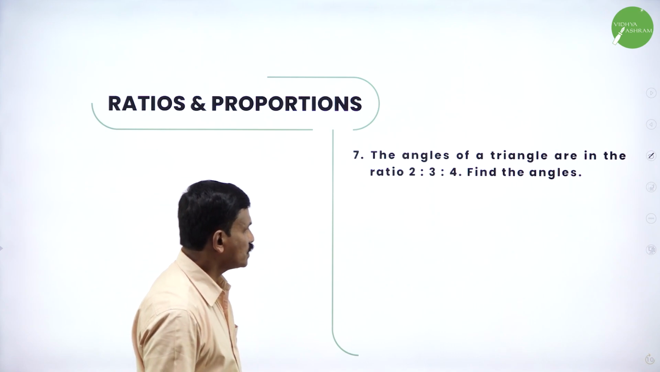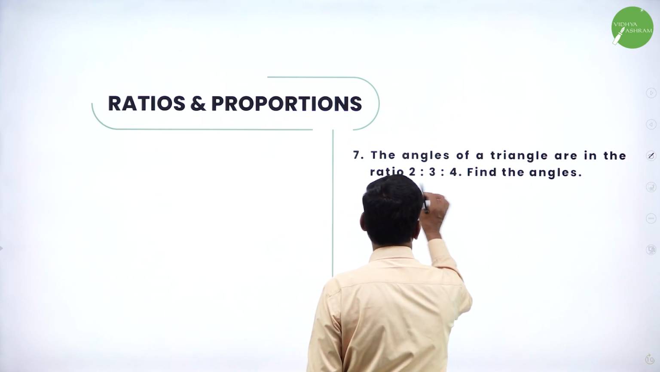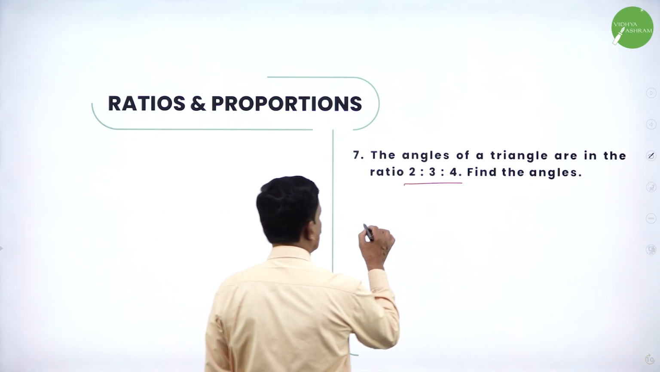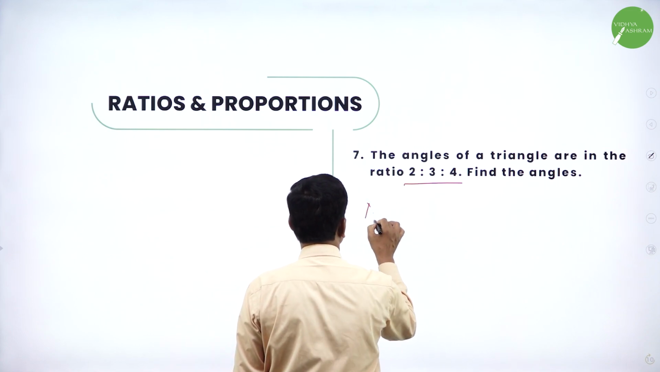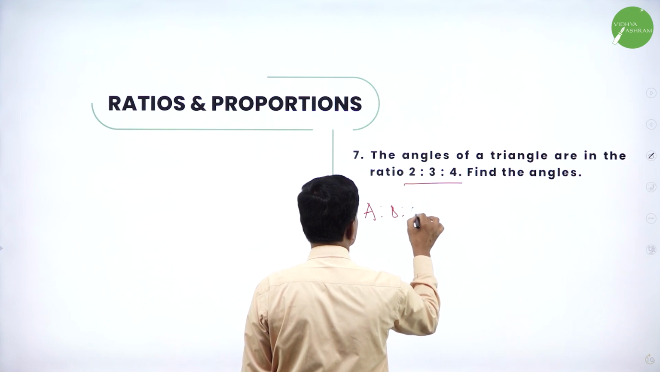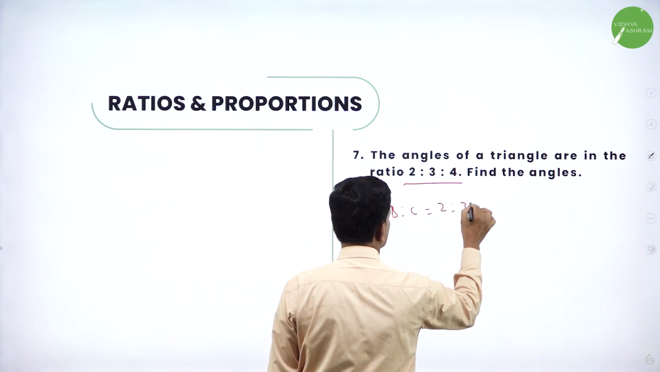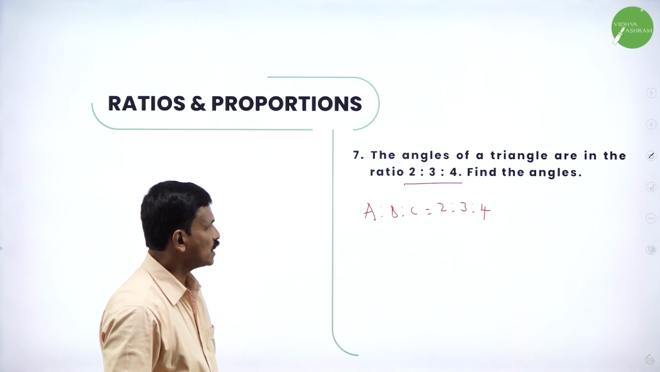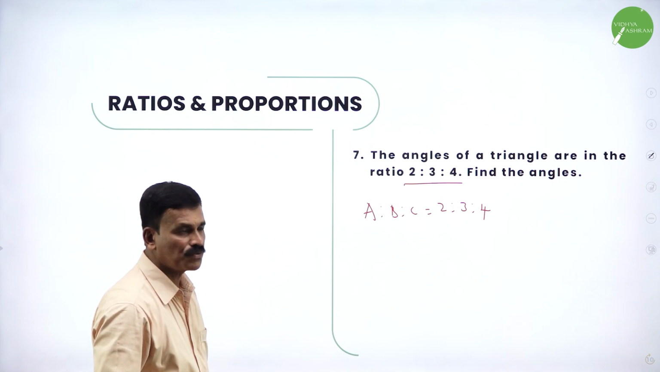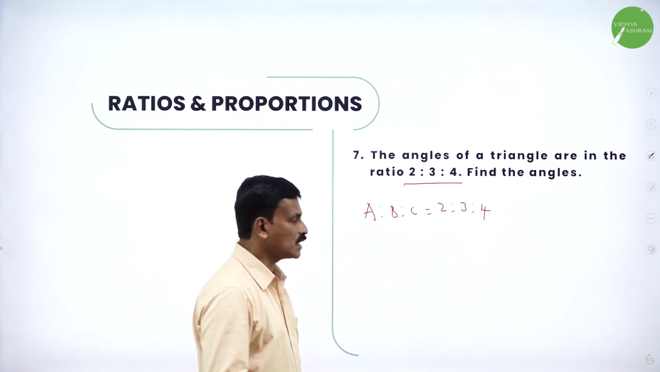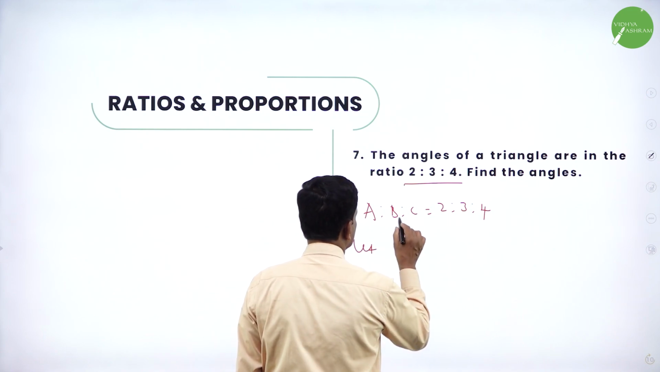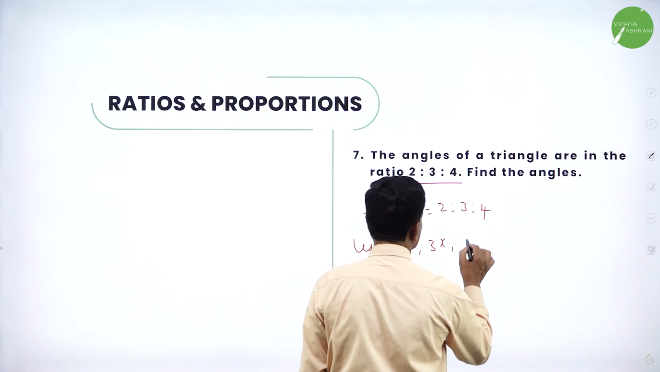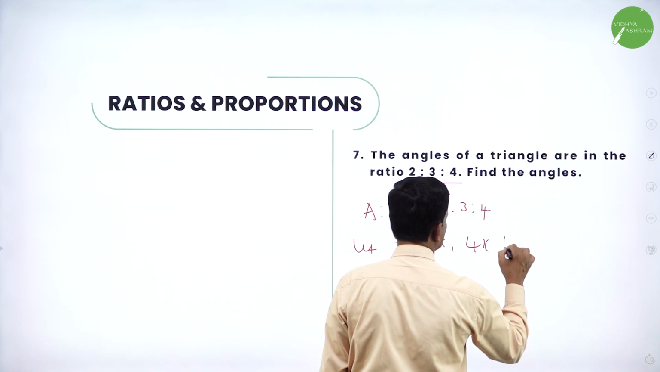Now, a very important problem. The angles of a triangle are in the ratio 2:3:4. Find the angles. Let us consider the angles as A is to B is to C as 2:3:4. This is given. Now, let us consider these angles. Therefore, let A be 2x, B be 3x and C be 4x.